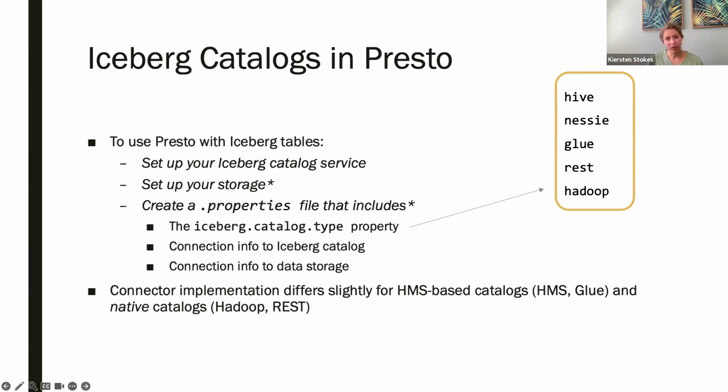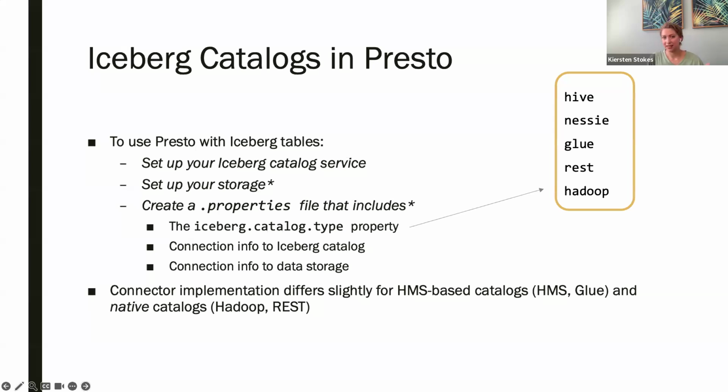Also, just wanted to cover real quick, separate from the REST catalog, not separate, but this applies when you're connecting any Iceberg catalog to Presto. If you want to use Iceberg tables with Presto, you need essentially 3 prerequisites. You're going to have to set up your catalog service. So, this might be a Hive Metastore that you have to set up, a REST server that you have to set up, Nessie service. You get the point.